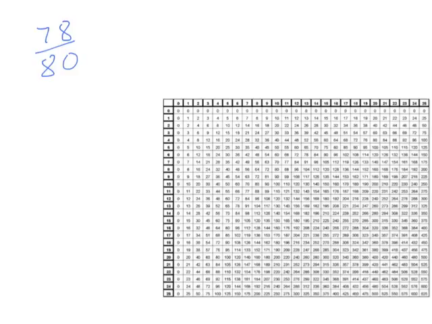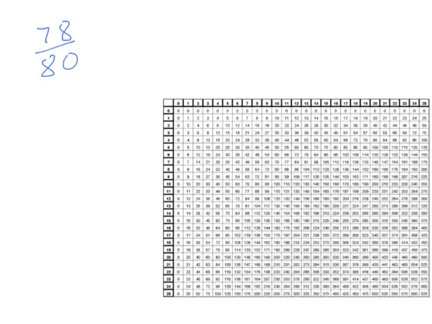Okay, so the next question in the practice test was asking you to simplify 78 over 80. Now let's apply the rule that we mentioned earlier, which was to find the numerator and the denominator in the same row or the same column.